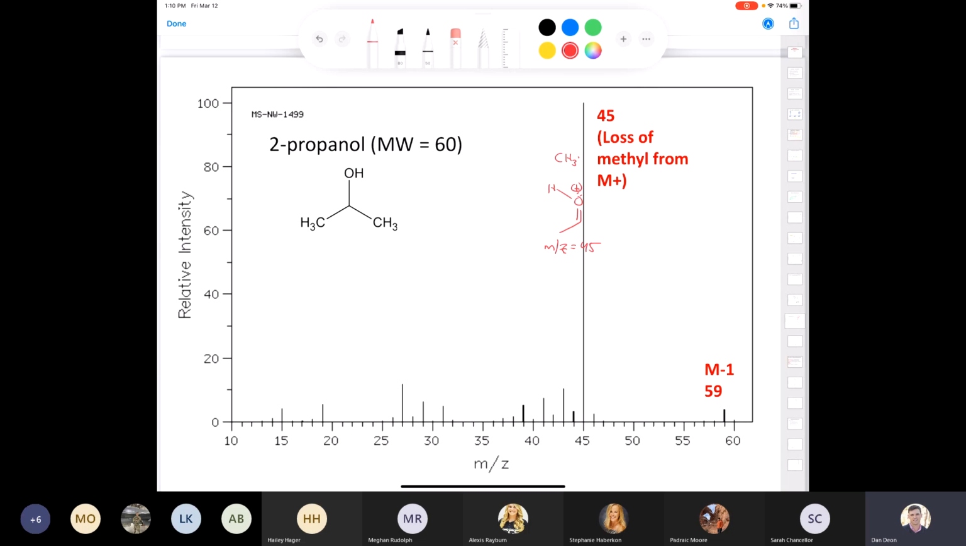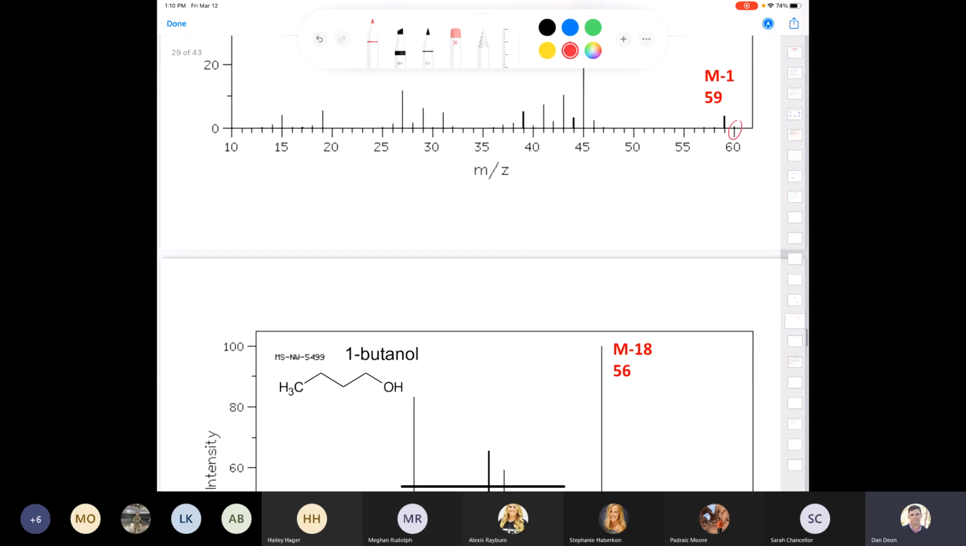What else? Oh yeah, the M-1 is shown here. You notice there's no molecular ion, so the molecular ion would be at 60. But again, I would give you that information on your assignment, so I'm not going to leave you out in the cold with that kind of stuff.